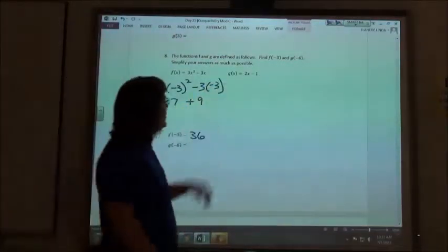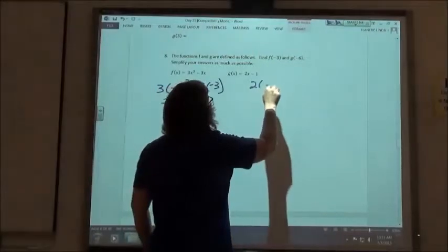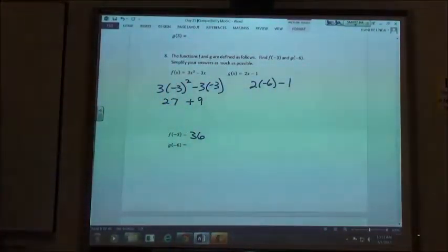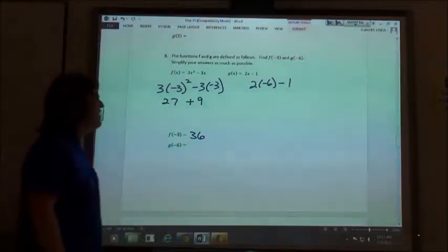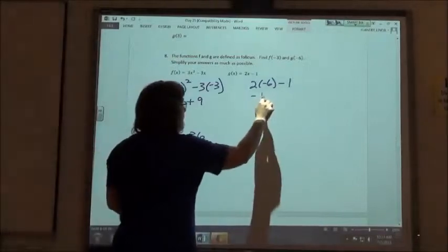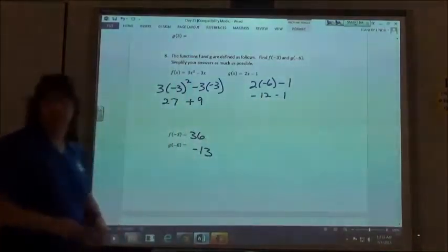G of negative 6. So I'm going to take 2 times negative 6 minus 1. I would get negative 13. Negative 12 minus 1 is negative 13.